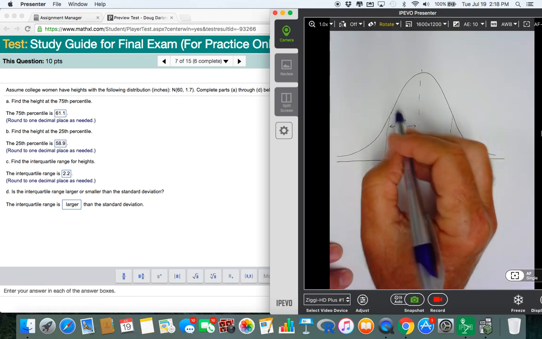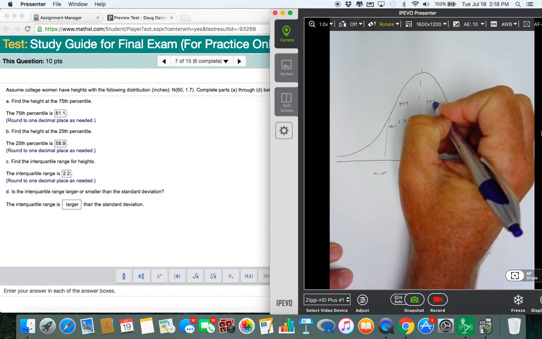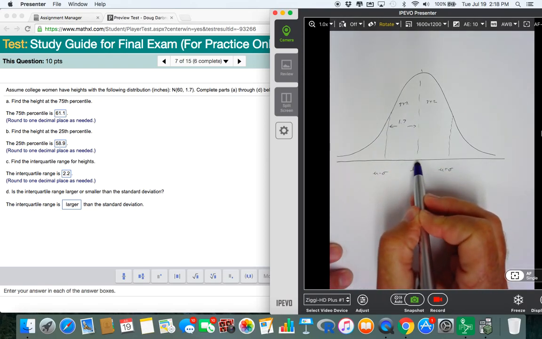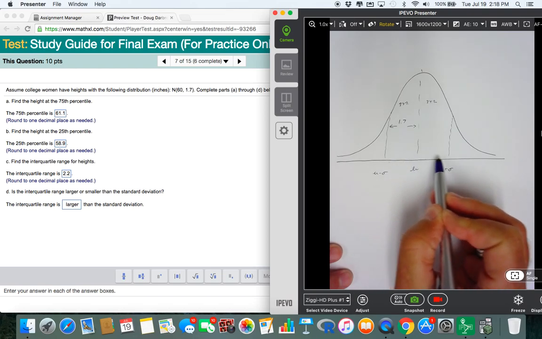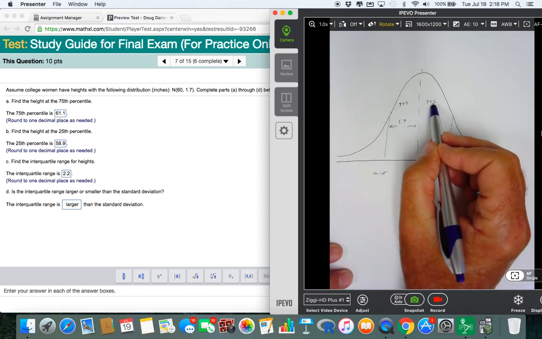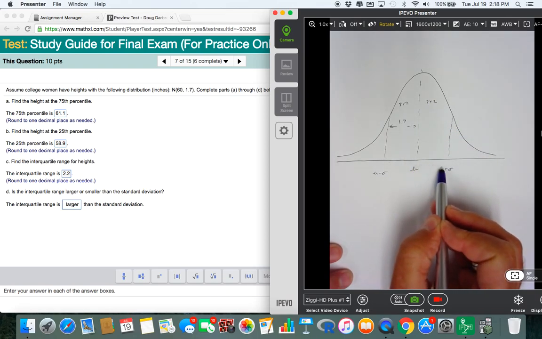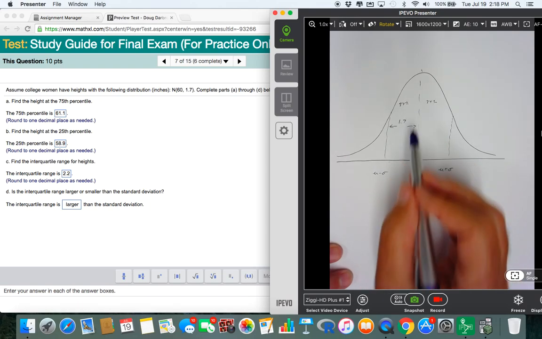More importantly, we know that 34% of the distribution is between each of these values. The mean and 1 standard deviation below the mean, the mean and 1 standard deviation above the mean. 34% of the area under the curve is from 1 standard deviation above the mean to the mean, and 1 standard deviation below the mean to the mean, 34%.